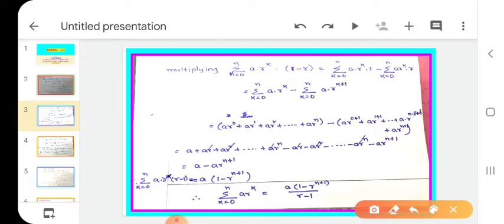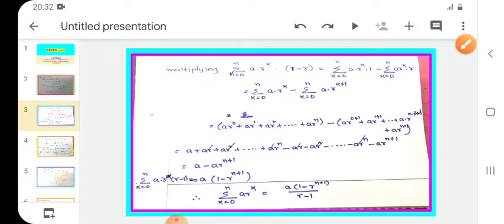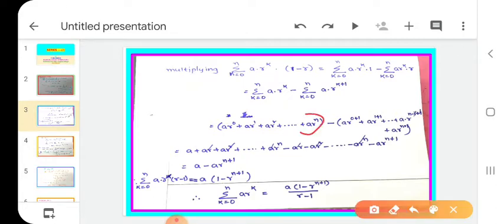In the first sequence, what is the value of k from 0 to n? First I put k equals 0. What do we get? a r⁰, plus next a r¹, plus a r², and so on. What is the last term? For k equals n, we get the last term a rⁿ. These are the terms of the first sequence.